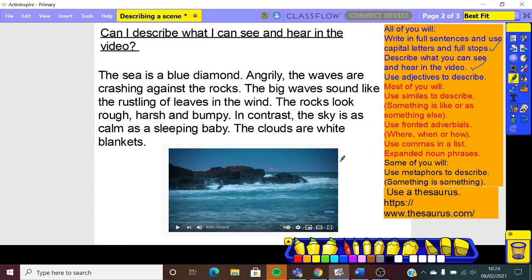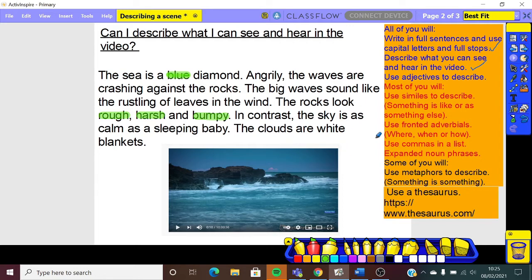Use adjectives to describe. Now let me have a look. Blue, that's an adjective. Let's give it a highlight. Oh, I always pick one that's too small, don't I? Always do that. Blue. Okay. I've used some more somewhere. The rocks look rough, harsh, and bumpy.